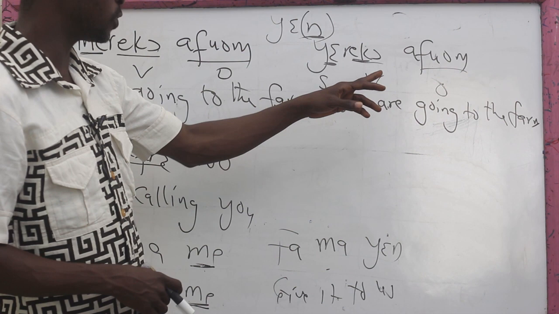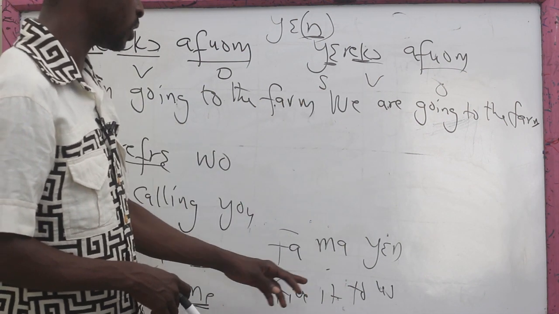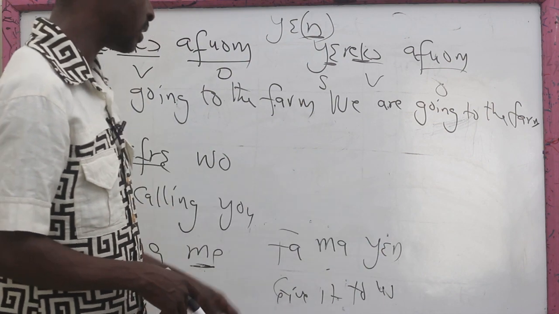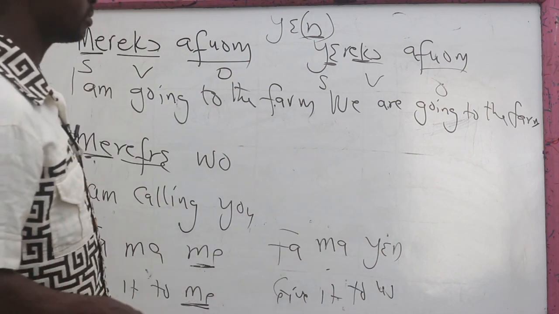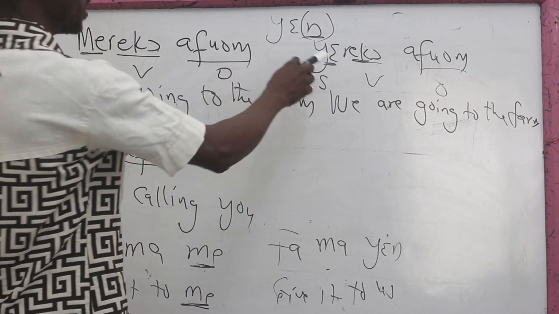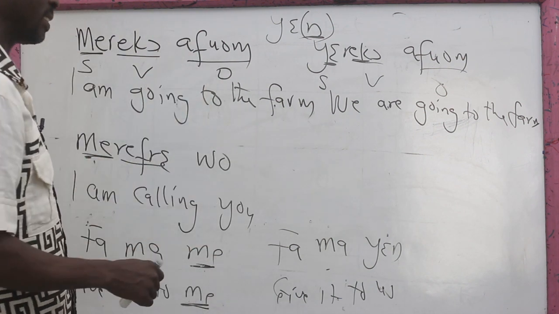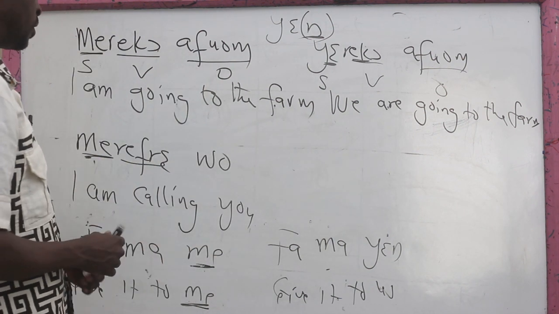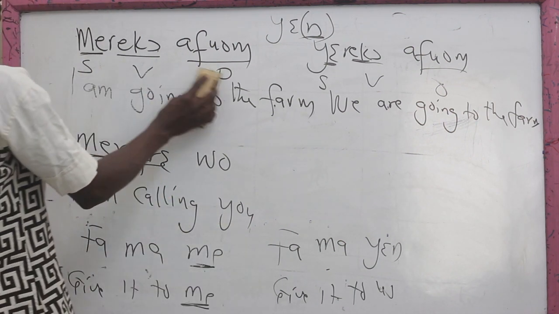We are going to the farm. But this yen is happening at the object position and there is no deletion. Farmer yen. Give it to us. So note that we are going to the farm and give it to us. So note the difference. Now let's move on to second person.